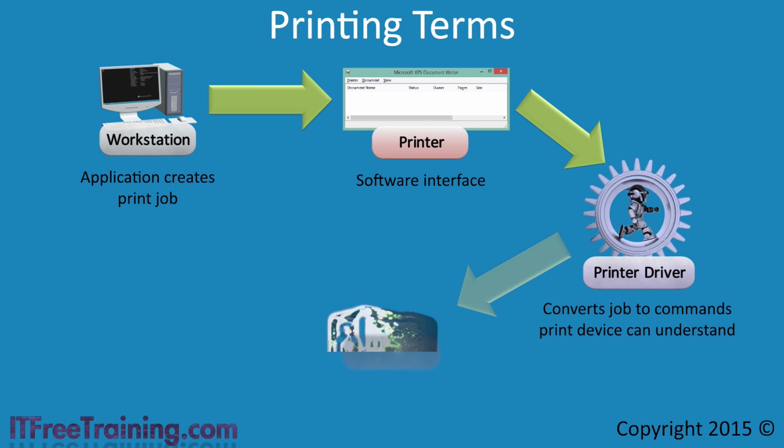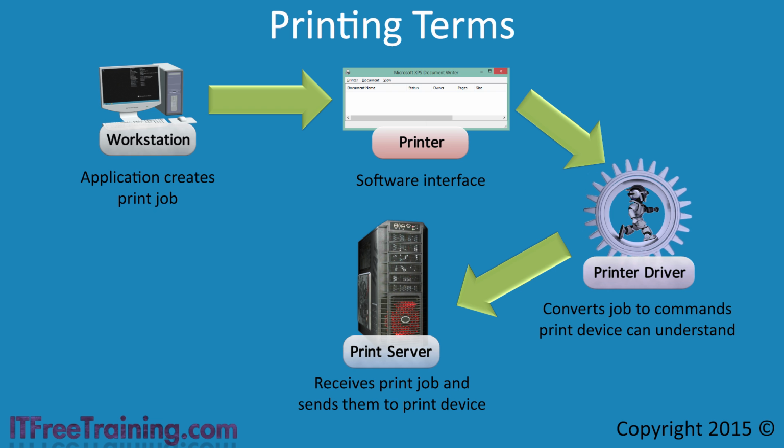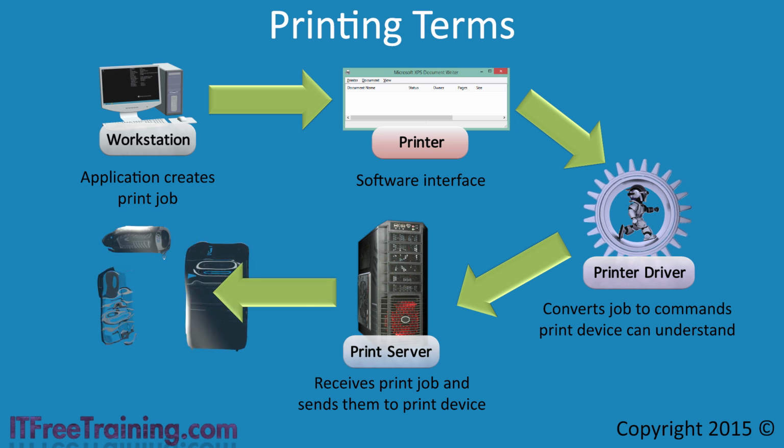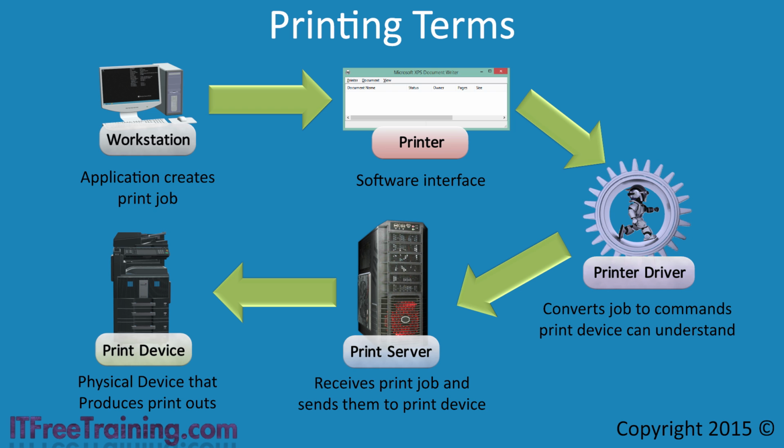Next, you have the print server. This is responsible for receiving print jobs and sending them to the print device. The print server can be installed locally or attached to the network. Lastly, you have the print device. This is the physical device that produces the printout. You can see that there are a few different parts that make up printing in Windows.